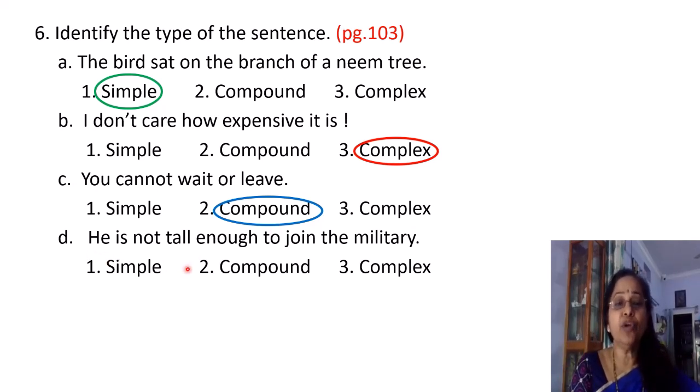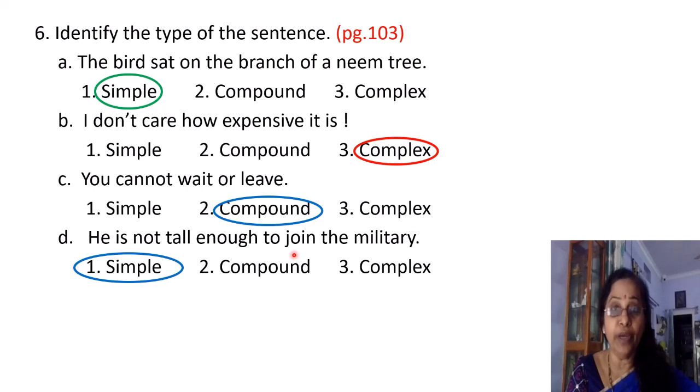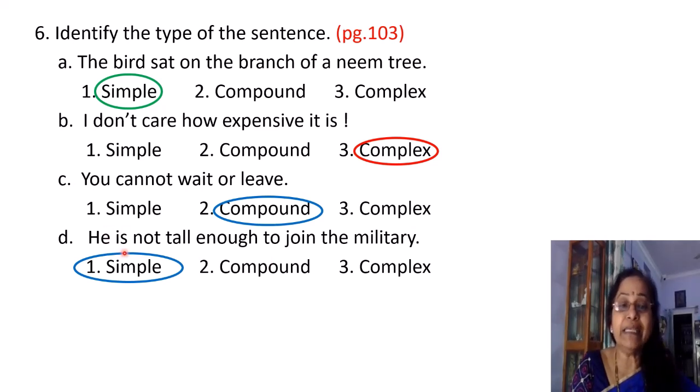D. He is not tall enough to join the military. So what type of a sentence is it? It is a simple sentence because only one verb is there. You may ask, what about to join? To join is not a main verb. It is a non-finite verb. You remember non-finite from the last classes? We talked about that in the previous videos. So this is a simple sentence. When one verb is there, it is a simple sentence.